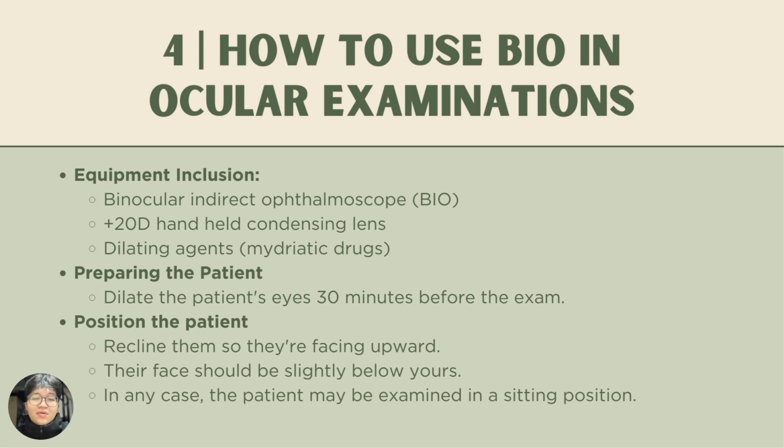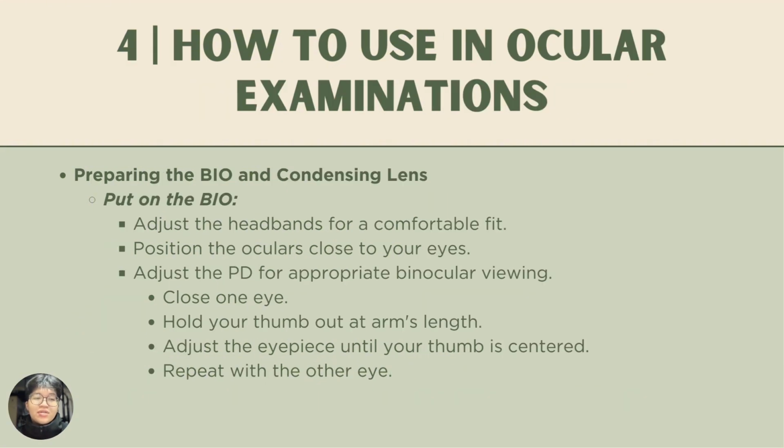How to use the BIO in ocular examinations. The equipment includes the binocular indirect ophthalmoscope with power supply, a positive 20 diopter handheld condensing lens, and dilating agents or mydriatic drugs. Preparing the patient. Dilate the patient's eyes 30 minutes before the exam. Position the patient. Recline them so they're facing upward. Their face should be slightly below yours, and in any case, the patient may be examined in a sitting position.